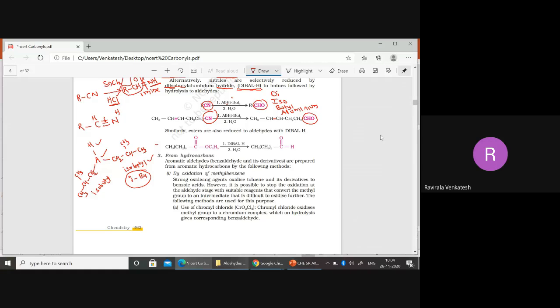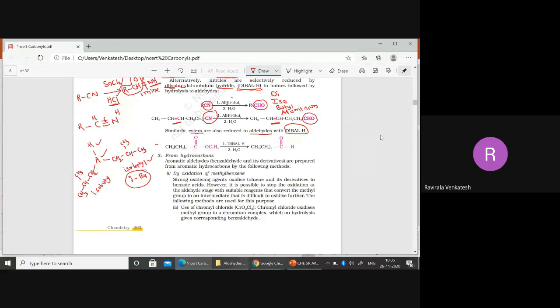Okay. And now in this case, one more thing: if you have any double bonds here, they do not get disturbed. They are retained in the product. So don't disturb the double bond when you are writing the product here. They are retained on the product side. Next, esters can also be converted into aldehydes by using DIBAL-H.